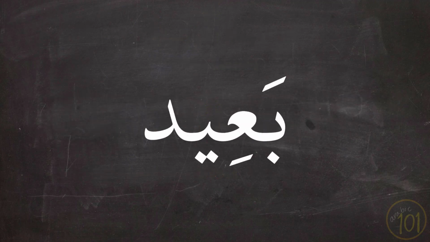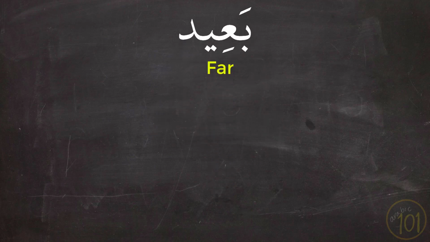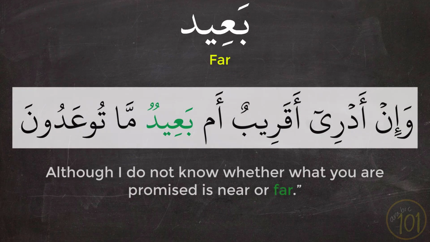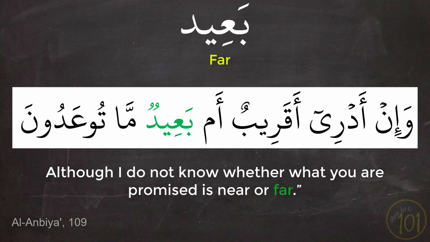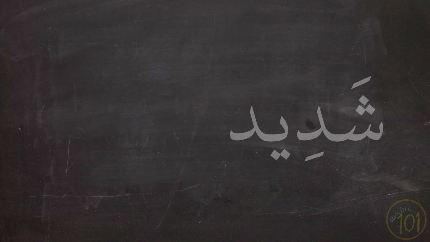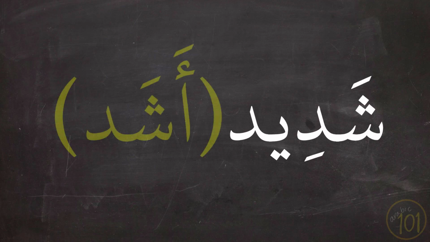Next is the opposite of qarib, which is ba'id, which means far. And we see it used in this example. وَإِنْ أَدْرِي أَقَرِيبٌ أَمْ بَعِيدٌ مَا تُوعَدُونَ.